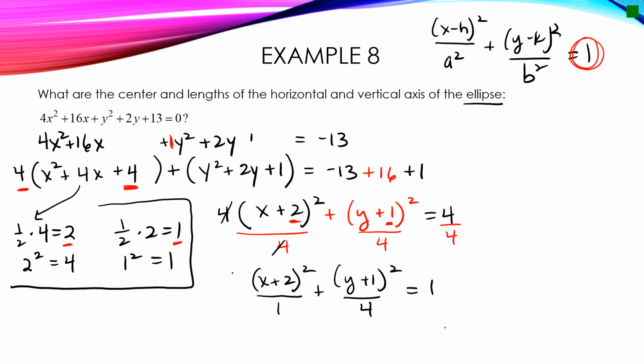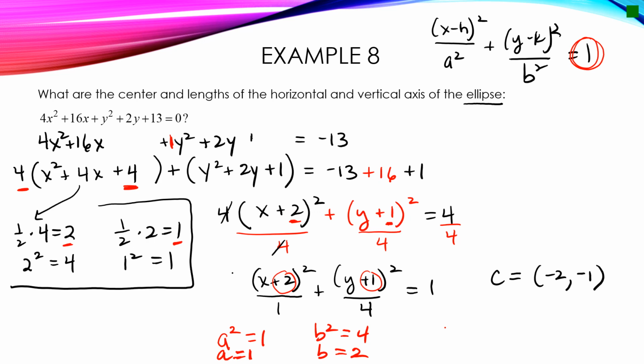So now I have it in the form I need, and I can say that this has a center of (-2, -1). It's always the opposite of what you see on the inside of the parentheses. My a squared value is 1, so my a value is the square root of that. My b squared is 4, and so my b value is the square root of that. And let's see, what else did they ask me? So I have the center, and now how about the lengths?